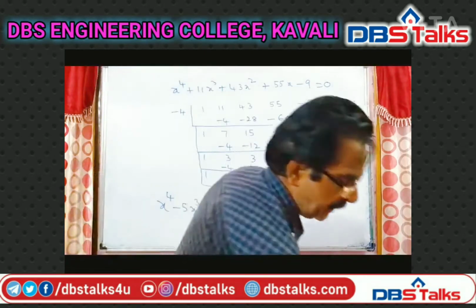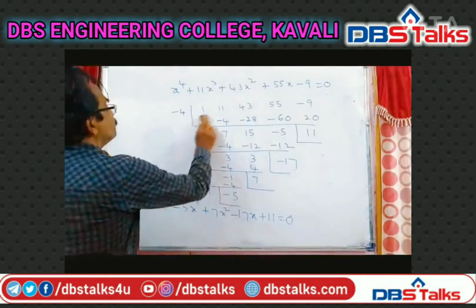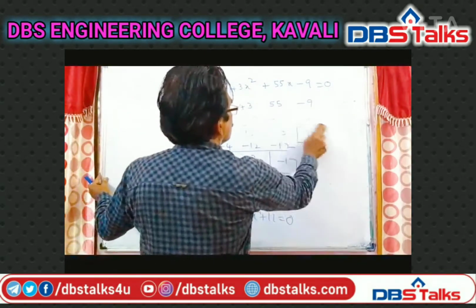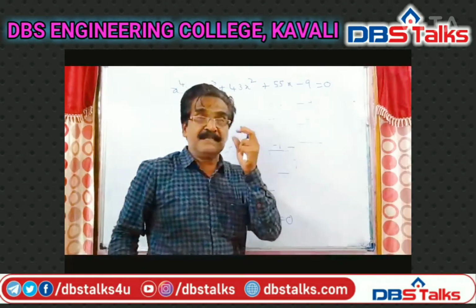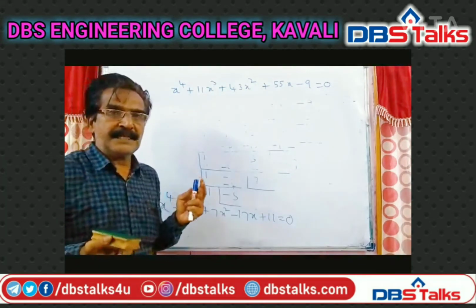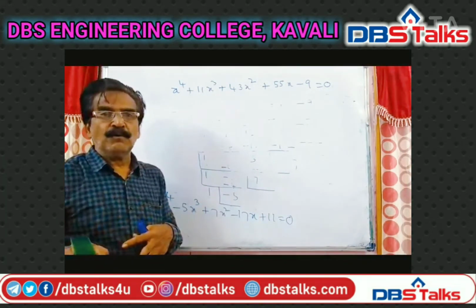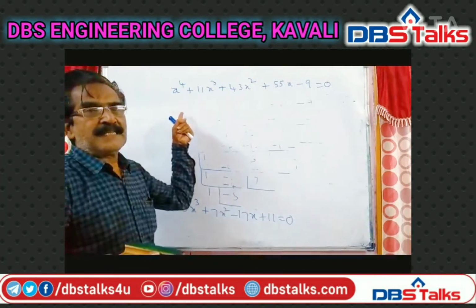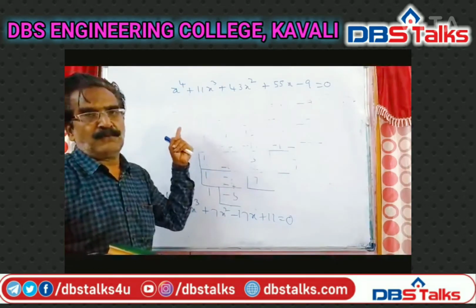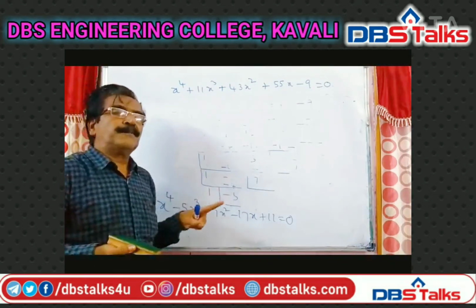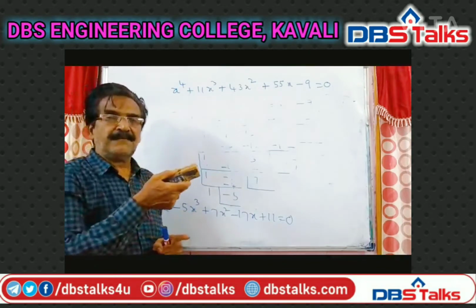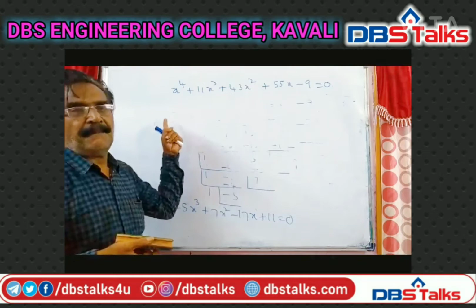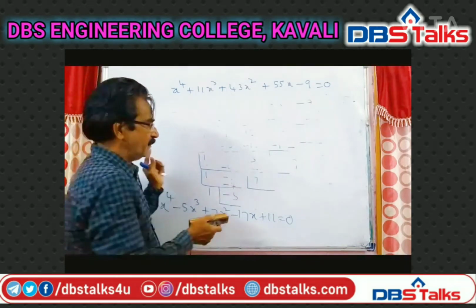Okay friends, let us do one more problem. When the roots are diminished by, say, 2 or 4, we have to do this exercise with plus 4. If the roots are increased by 4, then you have to do it with minus 4. Okay friends, that is the thing.